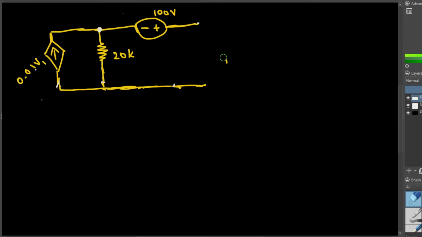Once I short circuit, there's not going to be a voltage because this is just a wire. So V1 is going to be 0 here. This is I short circuit. And if V1 is 0, this is going to be gone because this is a voltage dependent current source, 0.01 V1. V1 is 0, so this current is 0. So we can redraw the circuit in a simpler way.